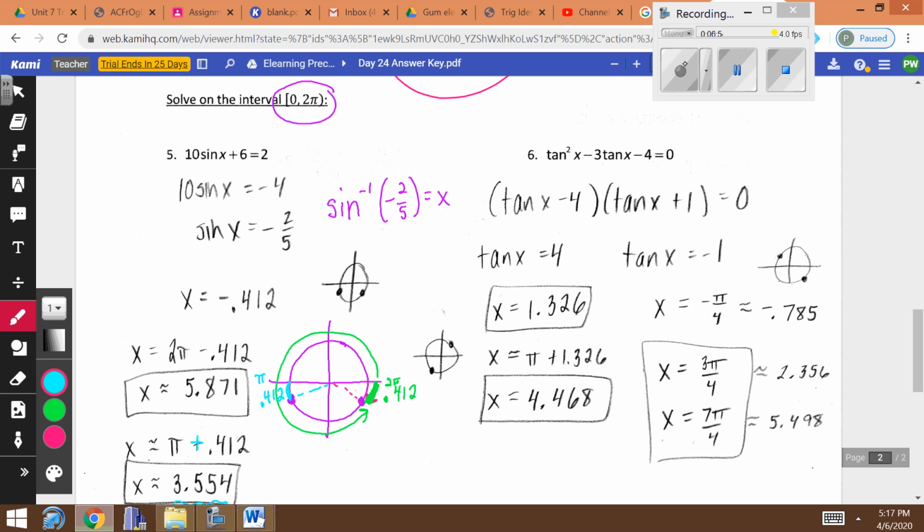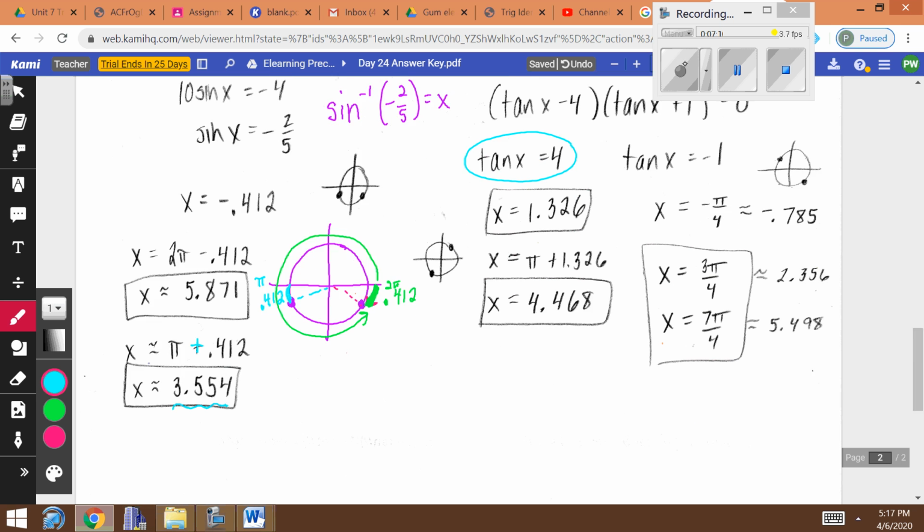Now, I tend to see some people look at this one right here and think, oh, that's no solution because that number is a 4. Remember, the range of the tangent function is negative infinity to positive infinity. So the tangent can absolutely equal 4. Again, we don't know what that is on our unit circle, that's why we use our calculator for it. When we did it on our calculator, we get x is 1.326.